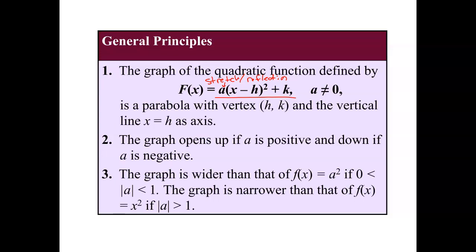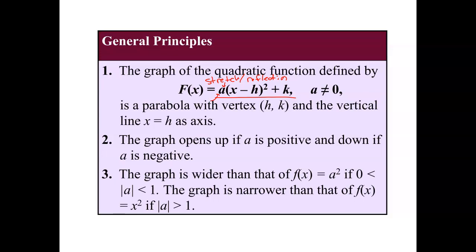When we're dealing with a stretch or a compression, we're going to look down here at number 3. The graph is wider than the parent function if the absolute value of A is between 0 and 1. So what that means is if this number in front is a fraction less than 1, disregard whether it's positive or negative. Positive or negative tells me something different. If it's a fraction less than 1, then it makes it wider. If it is a number greater than 1, then it makes it narrower.